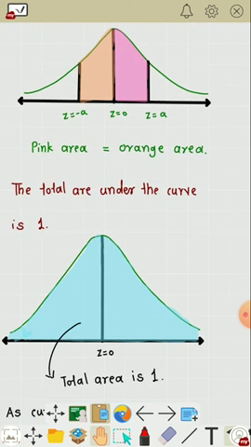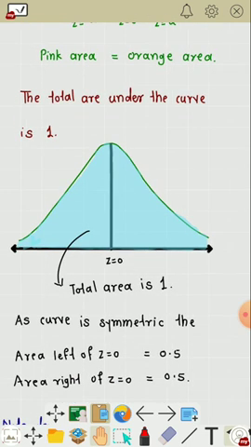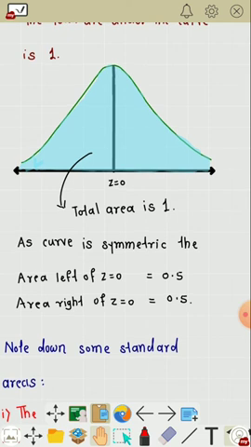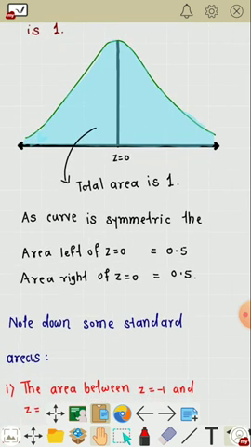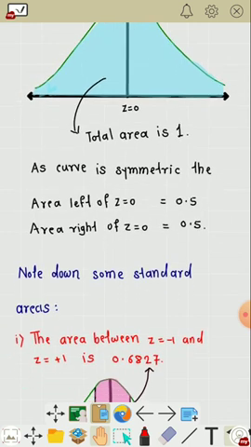The total area under the curve is shown here. The total area under the curve is equal to 1. And as the curve is symmetric, the area left of z equal to 0 is 0.5 and area right of z equal to 0 is 0.5. So if we add these two areas, the total of these two areas will be equal to 1. Now we note down some standard areas.